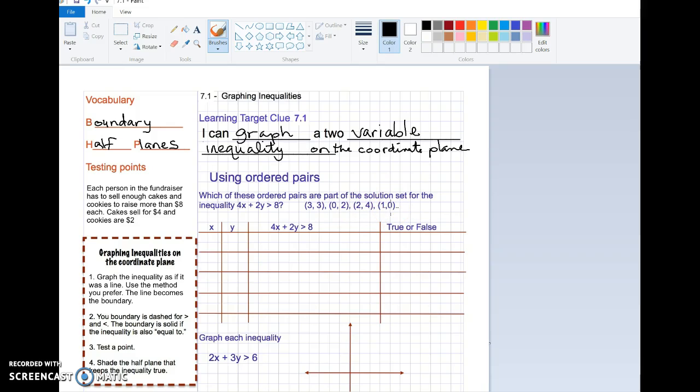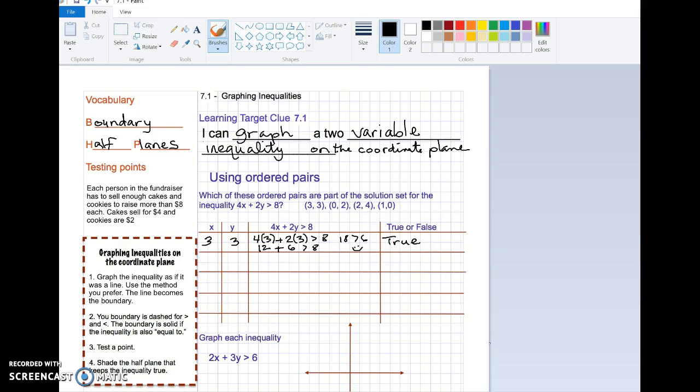What happens if I sell 3 cakes and 3 cookies? Why don't you go ahead and see if that is a true statement. Can I sell 3 cakes and 3 cookies and make more than $8? Go ahead and write it out in this box and decide if it's true or false. So I did 4 times 3 is 12, plus 2 times 3 is 6, 12 plus 6 is 18. 18 is definitely greater than 8. So that is a true statement.